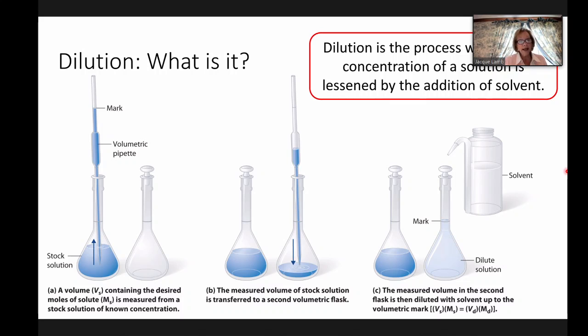So again, we're using volumetric glassware. In this case, we're using a volumetric pipette that measures exactly to the etched line on the neck of the pipette. We measure an exact amount of our concentrated solution, add it to a new volumetric flask, and then dilute it with more solvent to the etched line on the neck to get a new, more dilute solution. So we've now taken an aliquot, that measured volume is called an aliquot, out of our concentrated solution and diluted it to the concentration that we want.